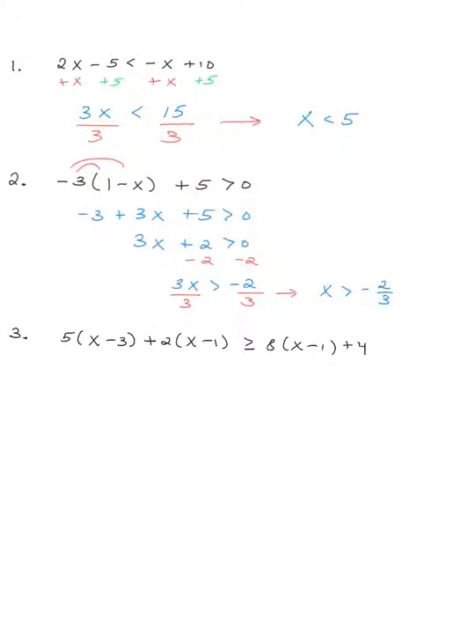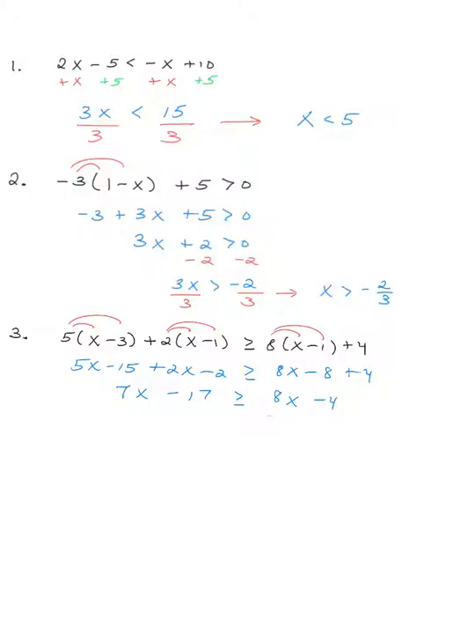So to solve this one, I can go through and distribute the numbers into the parentheses. This gives us 5x minus 15 plus 2x minus 2. That is still greater than or equal to 8x minus 8 plus 4. Going through and combining like terms, we get 7x minus 17 is greater than or equal to 8x minus 4. Simplifying either side does not change the inequality, that's fine.